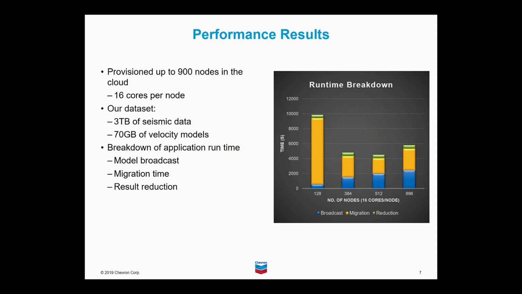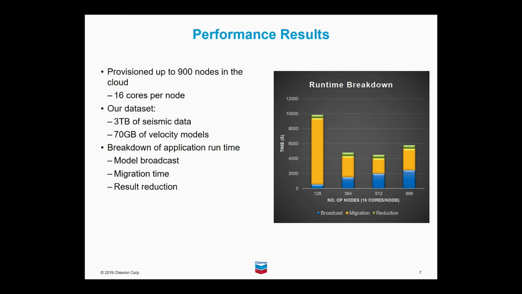If you look at the graph here, there's a breakdown of our total runtime. The bar is divided into 3 parts. The blue part shows the time it takes to broadcast the velocity models to all the worker nodes, and you can see that it increases linearly with the number of nodes. The orange part is the part we care most about. It's the seismic migration time.